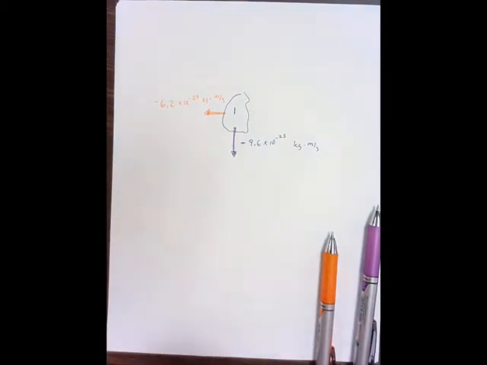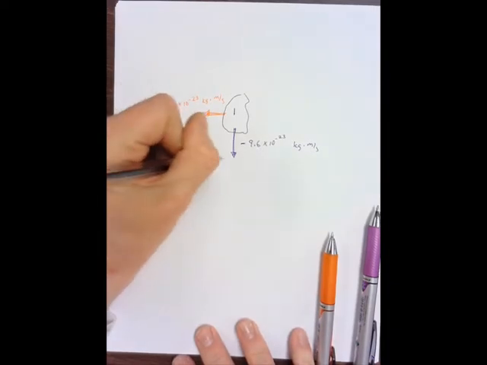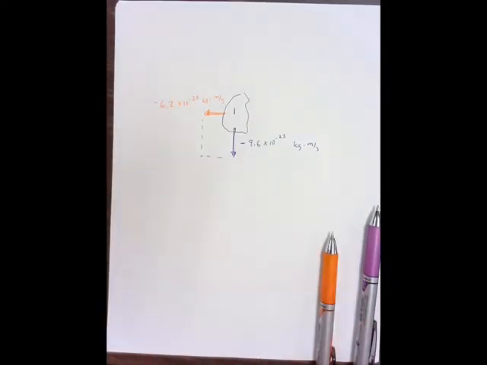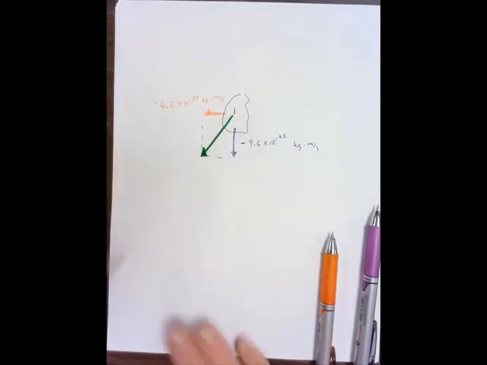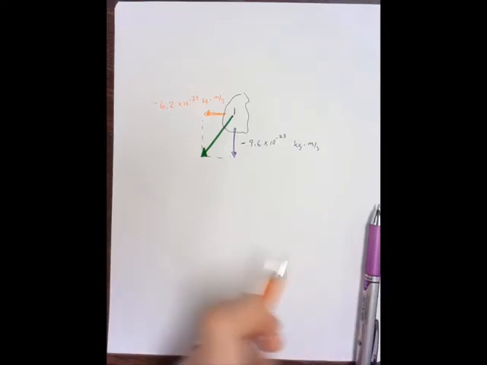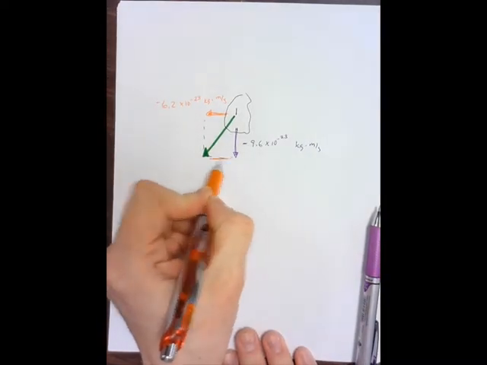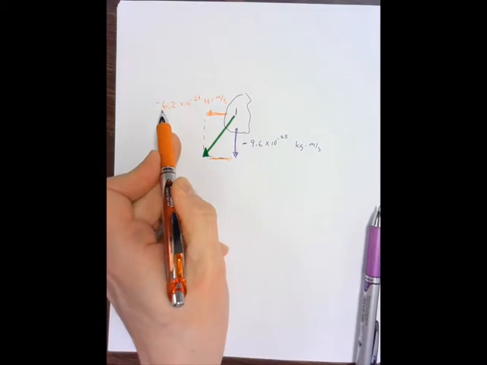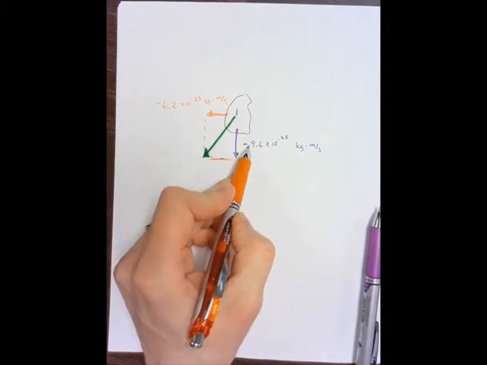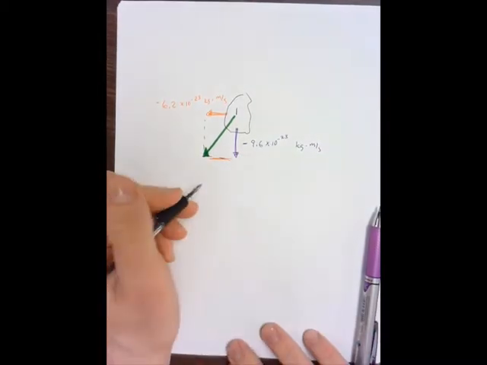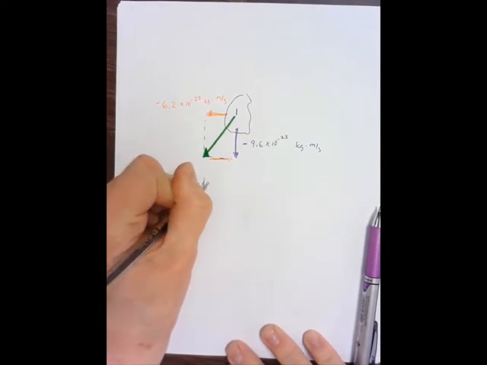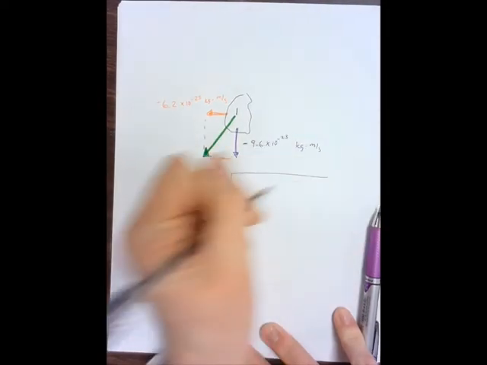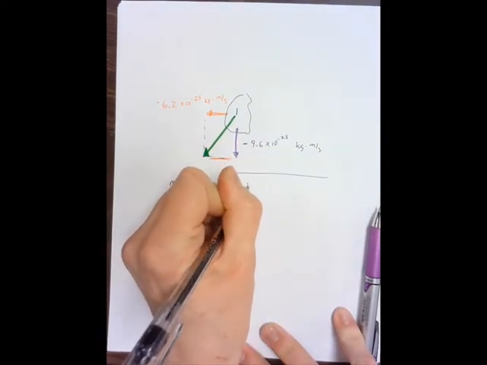I'm going to recombine them to find the net momentum, which is going to be in the negative x and negative y direction. So now we're back to trigonometry. I have a side of 6.2 times 10 to the negative 23rd and a side of 9.6 times 10 to the negative 23rd. So the magnitude of the momentum is equal to the square root of those squared sums.